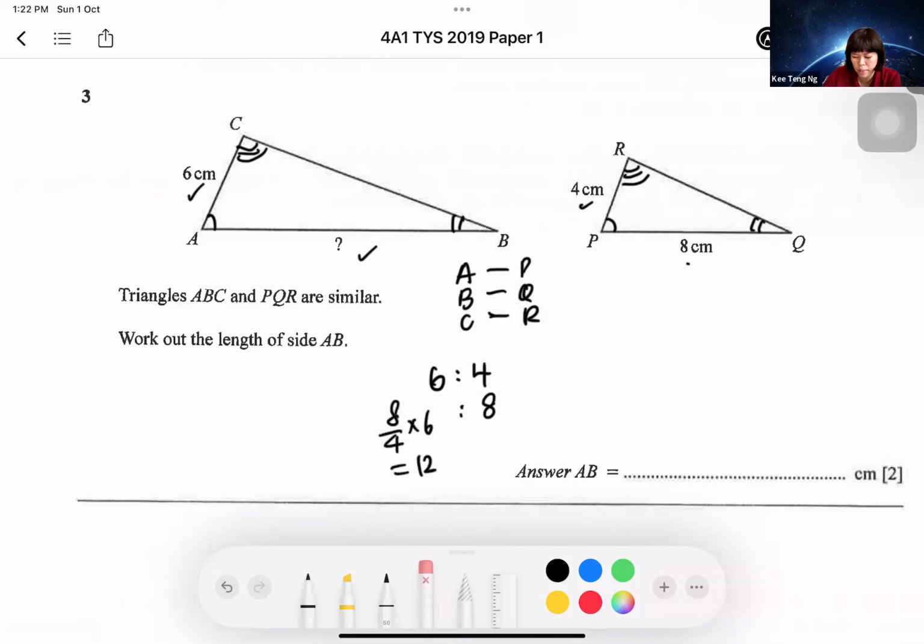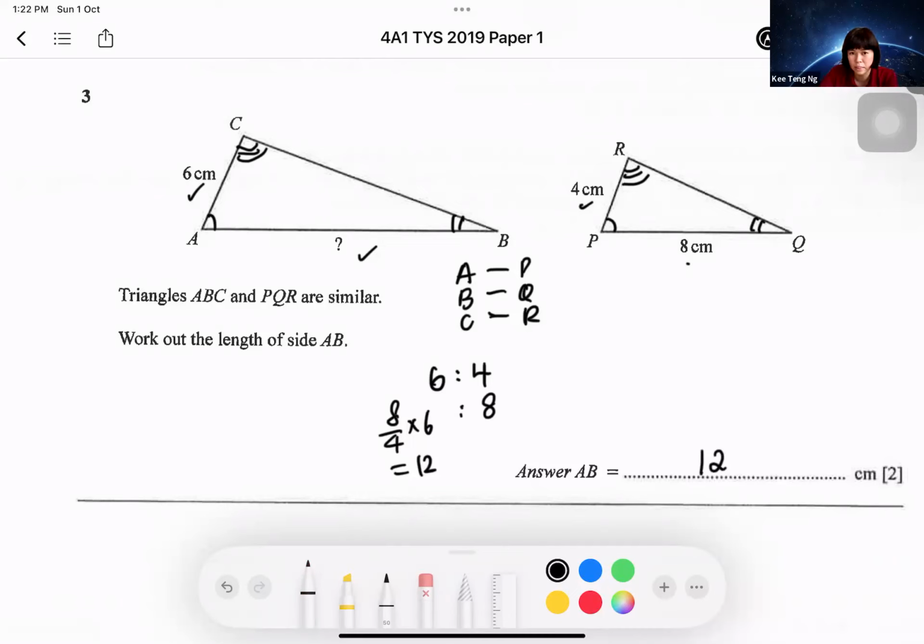Or some of you will realize that 4 times 2 gives me 8, and 6 times 2 also gives me 12. So it's 2 times the other. So you can just do a simple calculation. The answer here will be 12 cm.